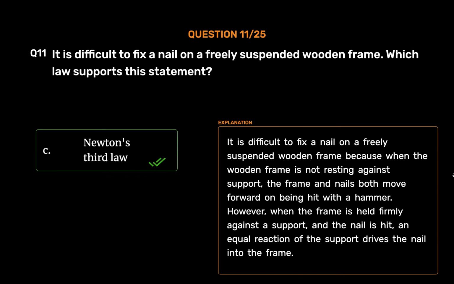Newton's third law. It is difficult to fix a nail on a freely suspended wooden frame because when the wooden frame is not resting against a support, the frame and nails both move forward on being hit with a hammer. However, when the frame is held firmly against a support and the nail is hit, an equal reaction of the support drives the nail into the frame.